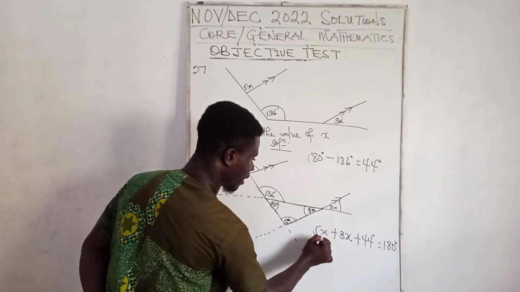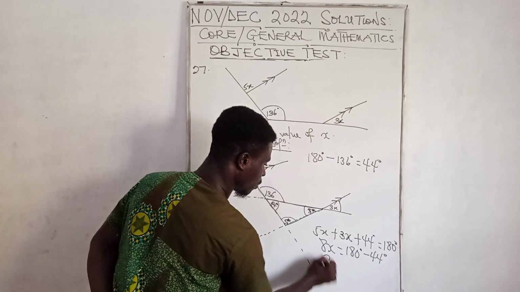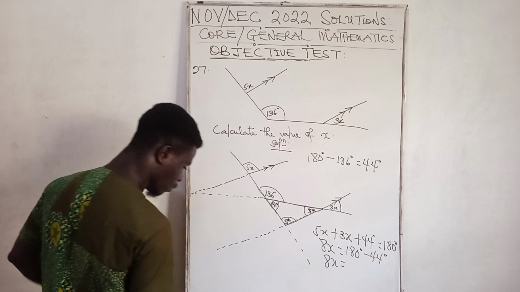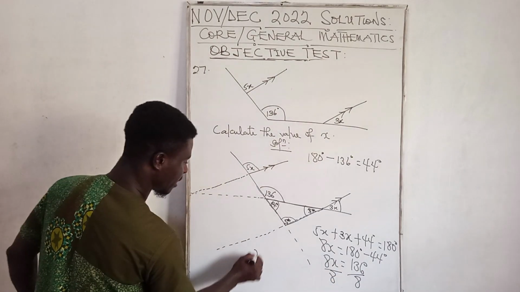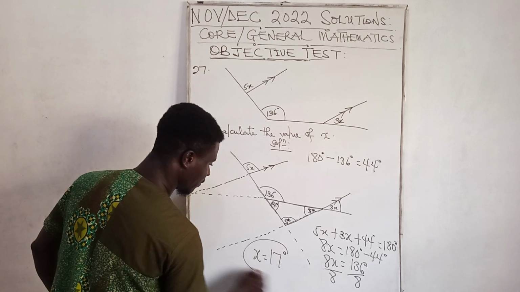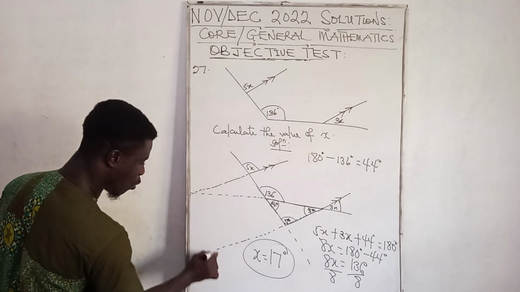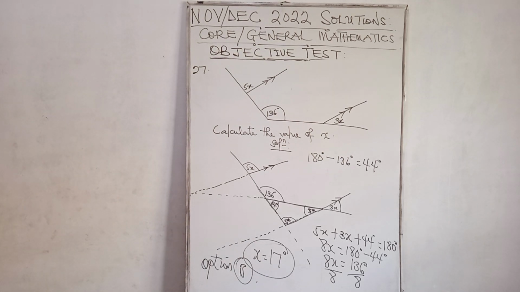So 5x plus 3x is what? 8x. Then we group. So 8x must be equal to 180 minus 44, which is 136 degrees. Then we divide both sides by 8. Then I get my x, which is 17 degrees. That's option B for boy. Very, very simple and very, very trivial as well.